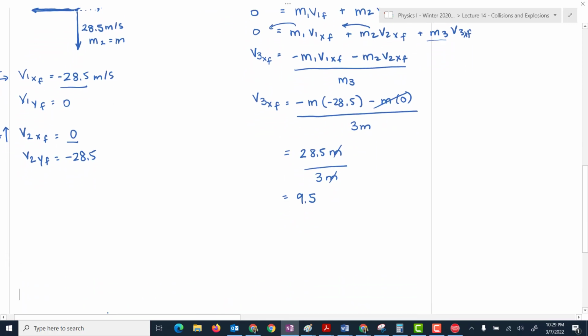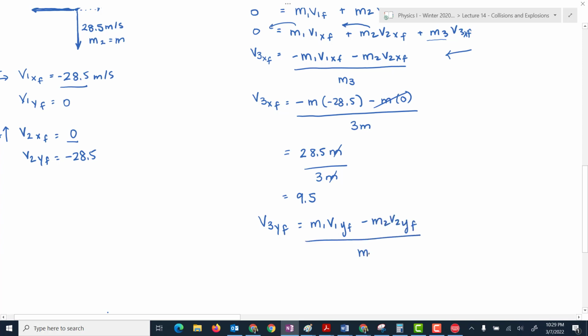Now I can do the same thing and find my v3y final. The formula is going to be exactly the same, so I'm just going to rewrite this equation over here without the numbers first. This time the x's are all replaced with y's. So I have negative m1 v1y final minus m2 v2y final over m3.